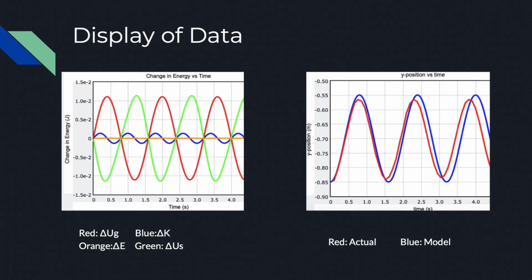Display of data. In the first graph, the red line represents delta UG, the orange line represents delta E, the blue line represents delta K, and the green line represents delta US. In the second graph, the red line represents the actual experiment, and the blue line represents the GlowScript model.